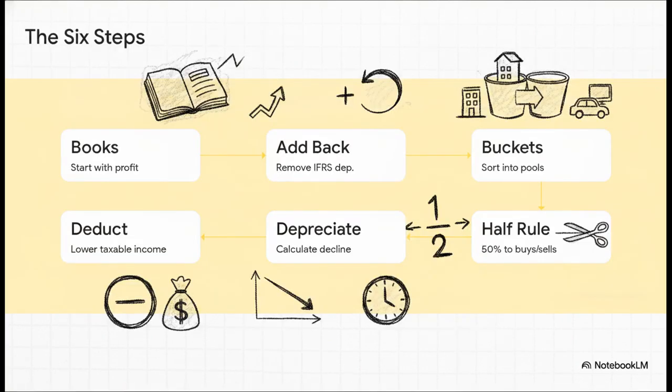Okay, let's pull all of this together. I've got this incredibly simple 6-word memory trick that will perfectly lock in everything you've just learned today. When you're faced with a tax depreciation problem, just follow this exact sequence. Books, add back, buckets, half roll, depreciate, deduct. Start with the accounting books, add back the IFRS depreciation, sort the assets into ZATCA buckets, apply the half roll for buys and sells, depreciate the new bucket balance, and finally deduct that tax amount from your taxable income.